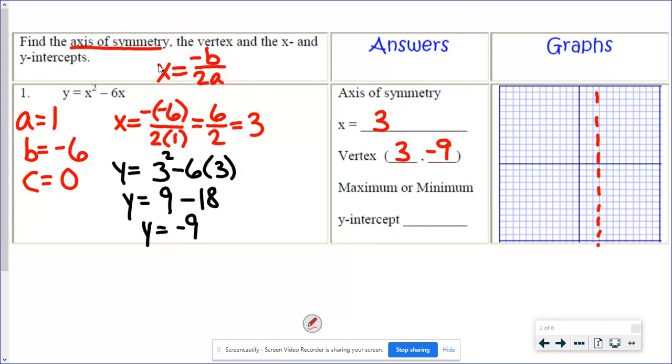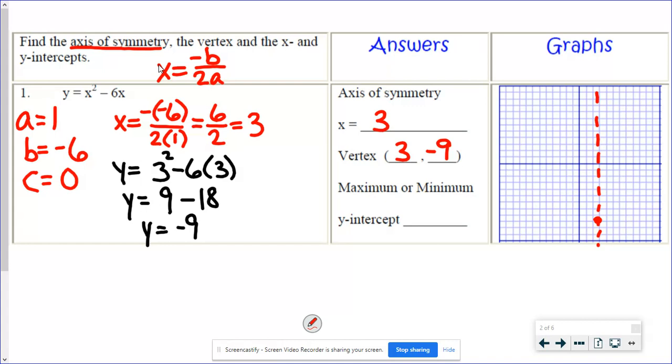So I could plot that point right now. I hope I counted that right. Let me just double check here. Yeah. So 3, -9 is my point.